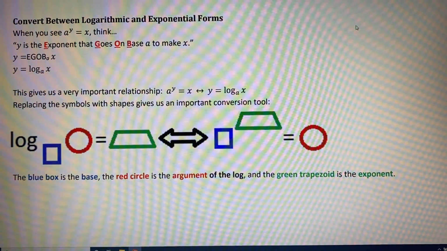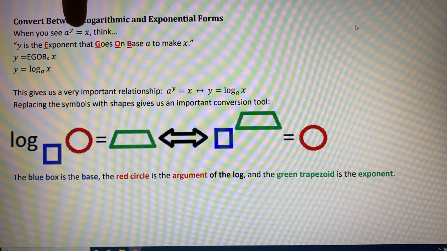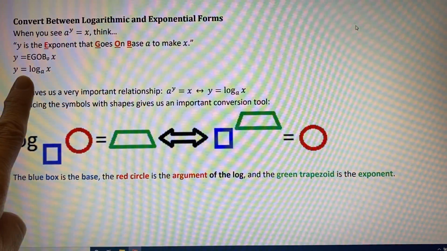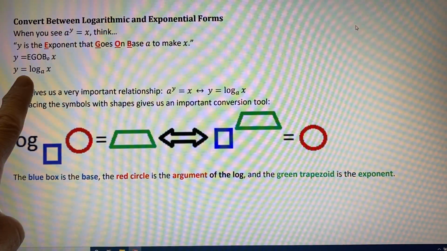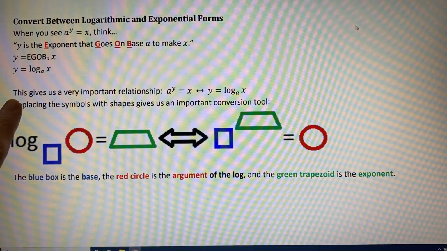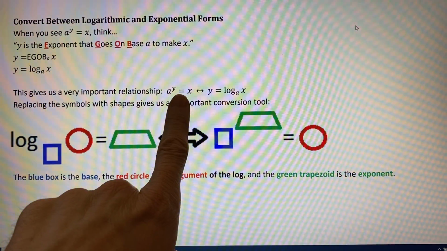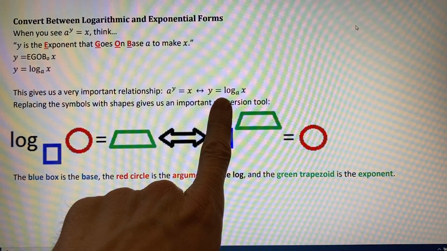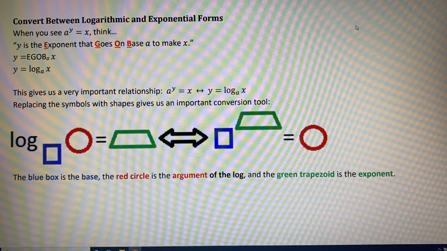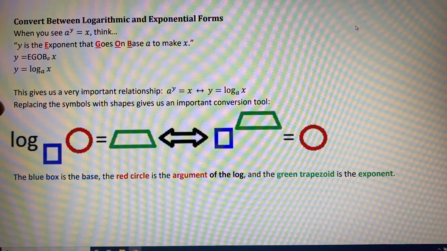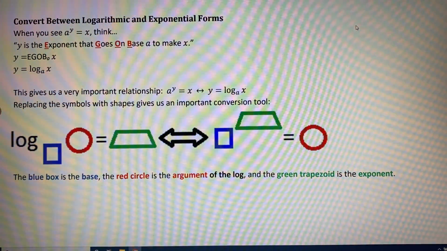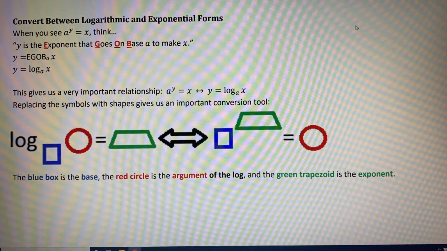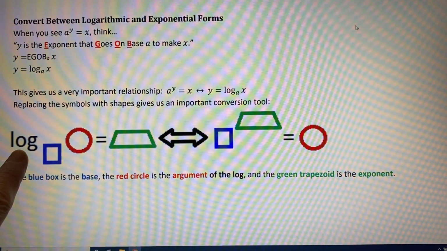Now, put together the things we started with and the things we ended with. A to the y power equals x is the same as the equation y equals log base a of x. This gives us a very important relationship. A to the y power equals x implies y equals log base a of x. Replacing the symbols a, y, and x with colored shapes gives us an important conversion tool, which I will refer to as the converter.